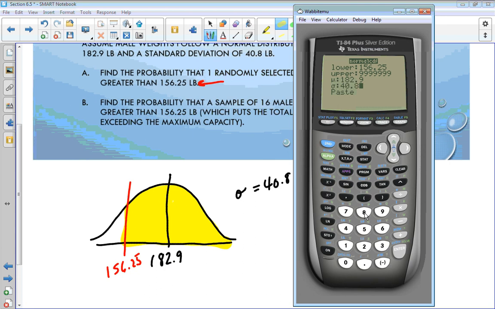Those of you on a calculator without this screen, again, you're going to pick the normal distribution. You're going to put a comma. You're going to put 156.25, comma, 9999999, comma, 182.9, comma, 40.8, and then close your parenthesis. We're going down to paste, enter, and we're going to get 0.743, rounded. So again, that's an area. That is an area. So being an area, I'm going to write that in 4 places: 0.7432.